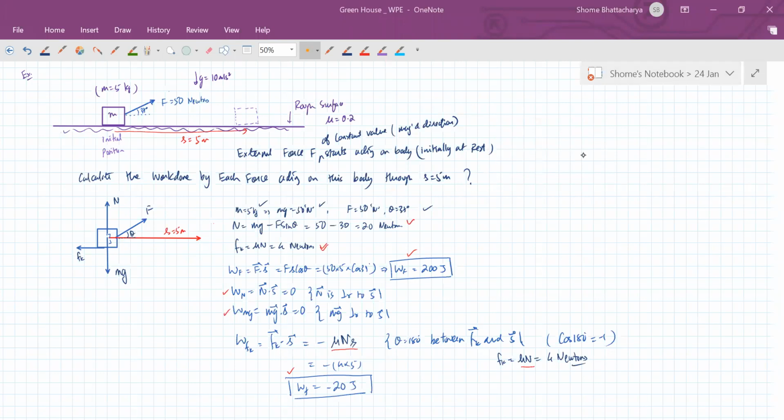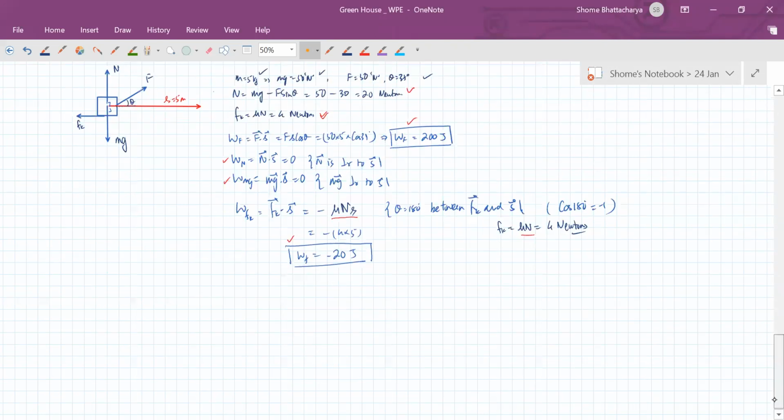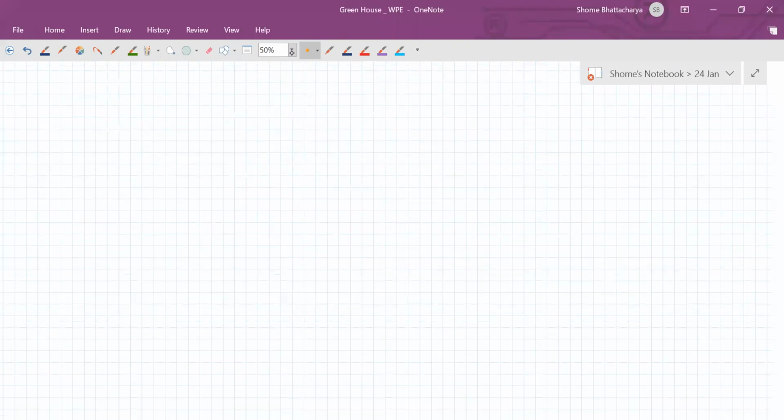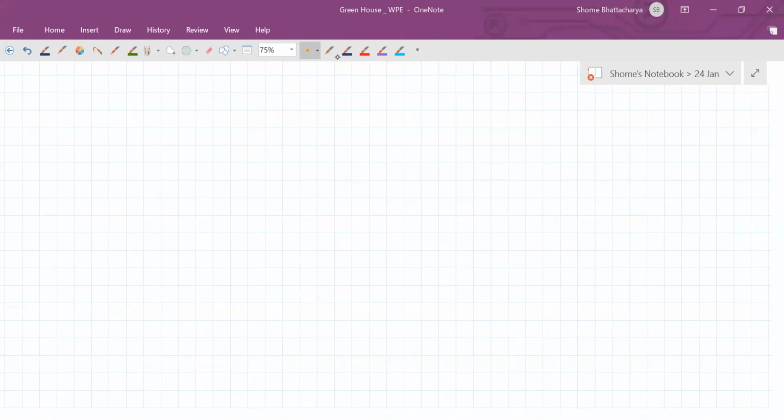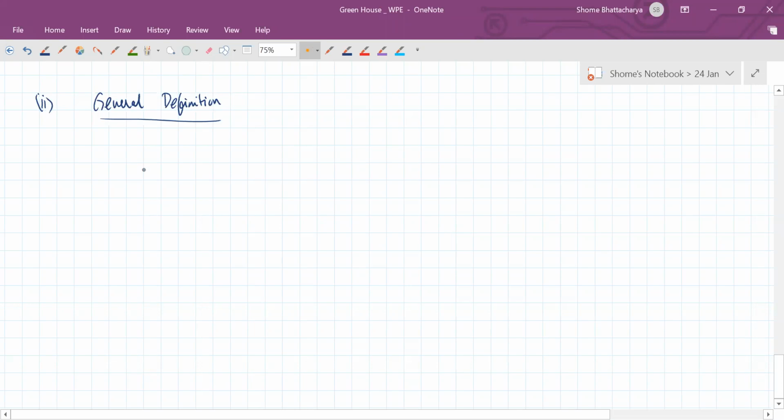Okay. Now we come to the more general definition of work done, because this one was only a special case where we are dealing with a constant force. General definition of work done, when the force is variable. So this definition will actually cover both the cases, constant as well as variable. So the general definition: work done is defined as the integration of F dot ds from initial to final position.